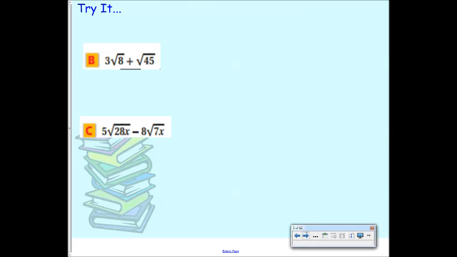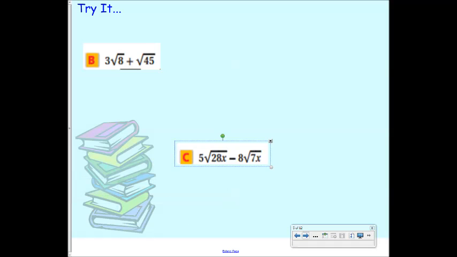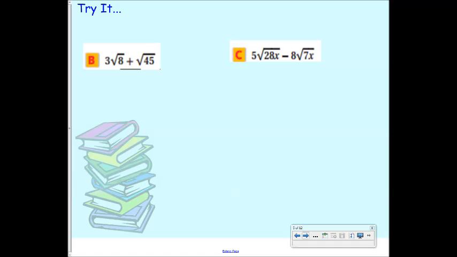All right. What about B? Can you simplify these? Can you simplify 8 to what? 4 and 2. And can you simplify 45 to what? 9 and 5.